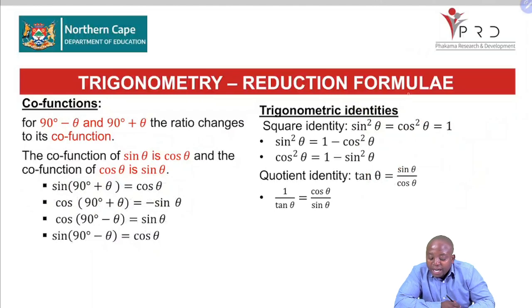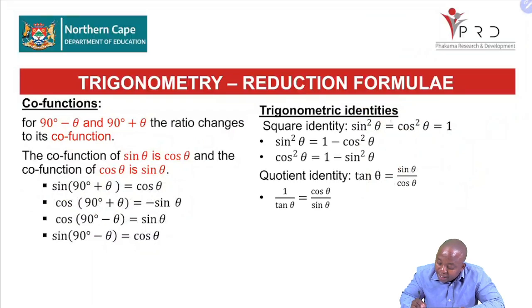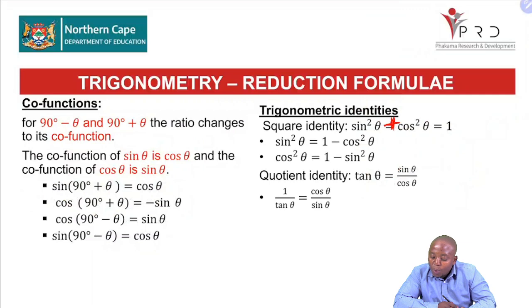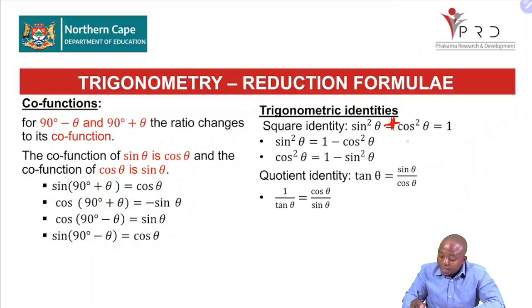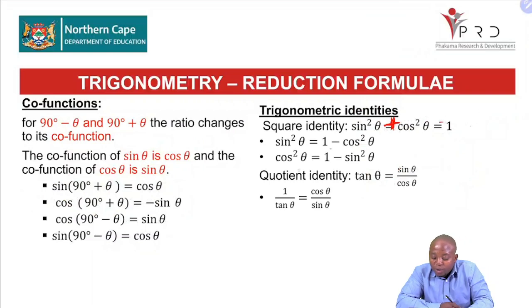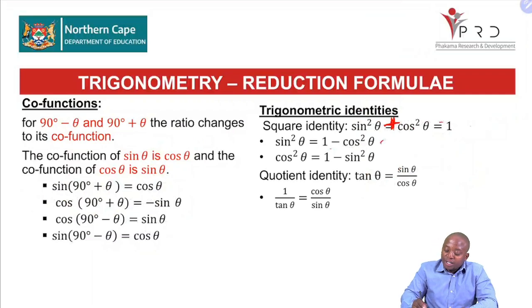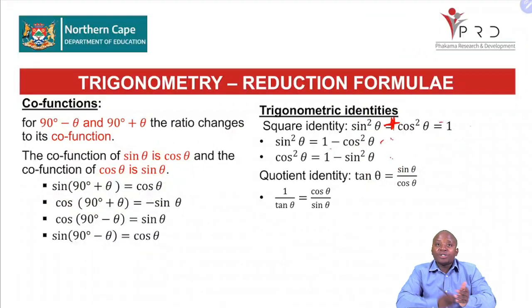Now we're going to look at identities again. We remember the square identity that says sine squared theta plus cos squared theta equals 1. Then we can transpose, or subtract sine squared theta from both sides, so cos squared theta equals 1 minus sine squared theta. This is going to be guided by our question as to how we want to simplify the equation.